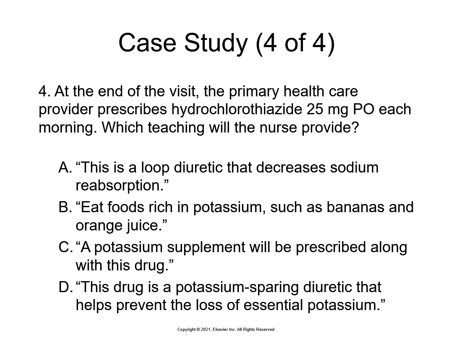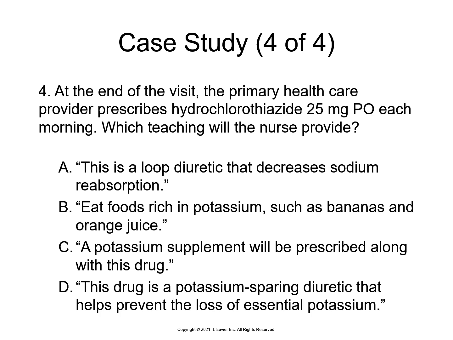So, the primary health care provider prescribes hydrochlorothiazide, which we know is usually the first drug they give. So, he's getting 25 milligrams PO each morning. Which teaching will the nurse provide? Is this a loop diuretic that decreases sodium reabsorption? Should they eat foods rich in potassium, such as bananas and orange juice? Should they have a potassium supplement prescribed along with the drug? Should they have potassium?